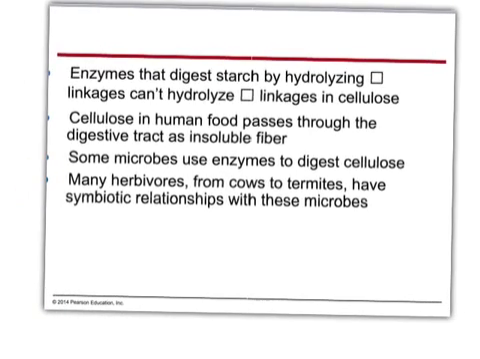So the enzymes that digest starch, such as amylase, can't hydrolyze the different linkages. An amylase enzyme will recognize the alpha linkages, and cannot hydrolyze the beta linkages. In that case, cellulose in human food passes through the digestive system as fiber. Some microbes have enzymes that recognize this linkage and will break it down and produce vitamins and so on, and cows and termites have symbiotic relationships with these microbes in order to digest cellulose.